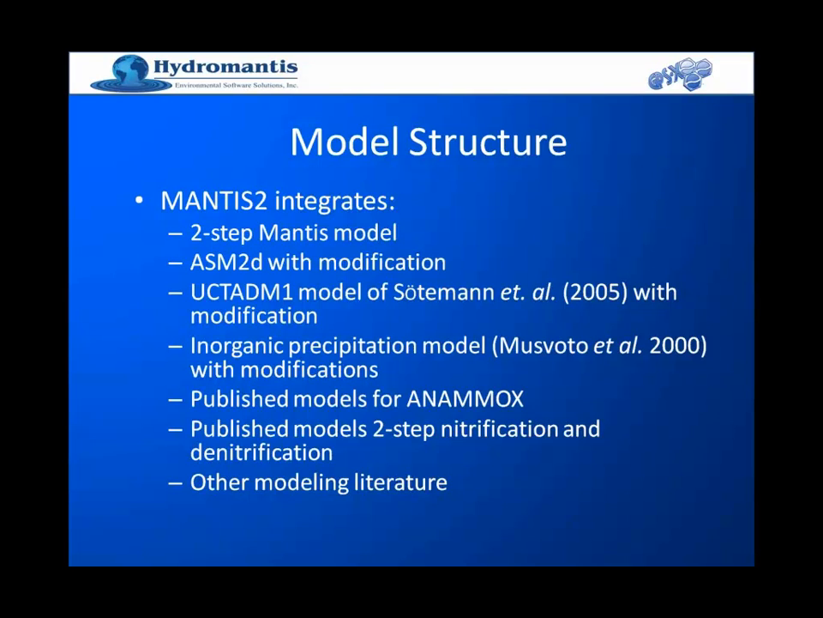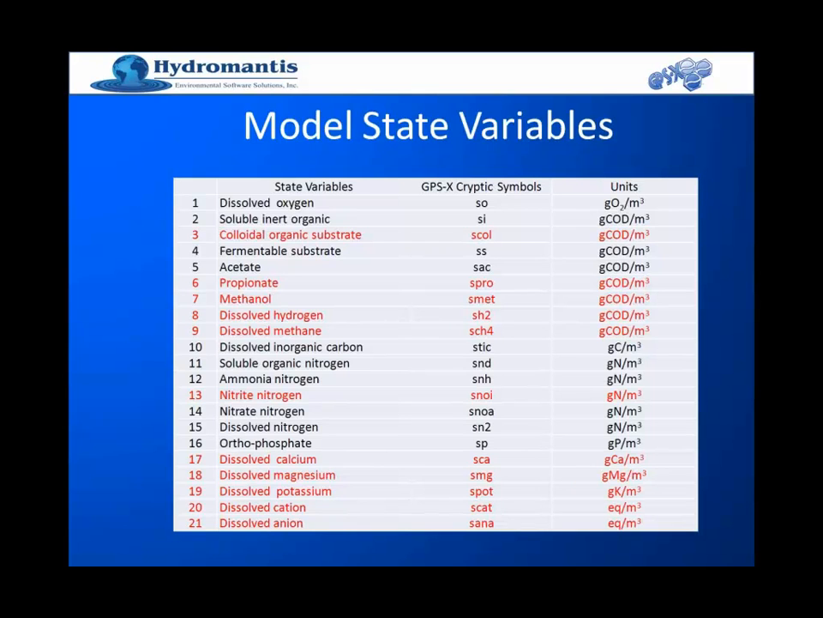The models for ANAMMOX are coming from the published stoichiometry of the equation, and also the two-step nitrification and denitrification comes from various published literature. So this is essentially to say that we have tried to consider the existing models which are out there and combine them in a unified way, because most of these models have been published in isolation and they use different terminologies and different sets of units. Some models are based on molar units rather than milligram per liter units. Some other models are based on carbon balance rather than COD balance. So we have tried to take care of the essential process information and convert that into a unified scheme to develop Mantis2.